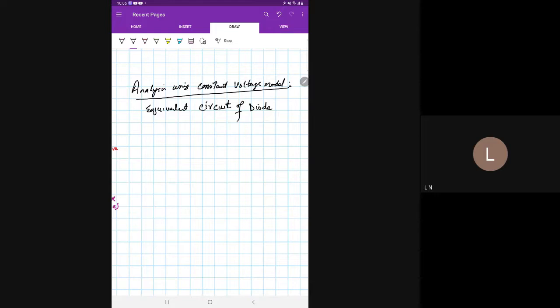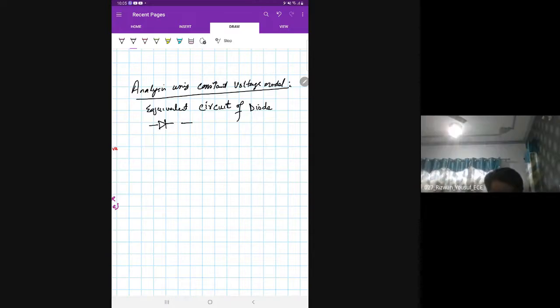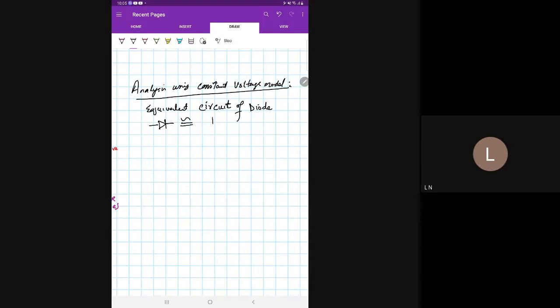What about Rizwan? Yes sir. What is the equivalent circuit of a diode in the constant voltage model? Sir, it will be replaced by knee voltage. Knee voltage, very good. So it will be a voltage source. V gamma or V knee, call it whatever you like. A diode is replaced not with a short circuit, but with a constant voltage source. That is what is known as the constant voltage model.